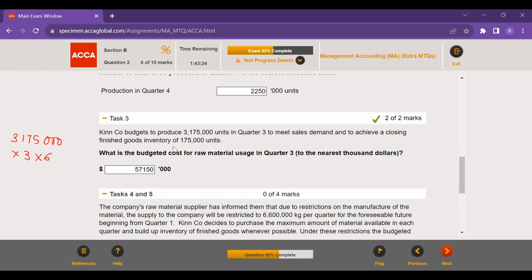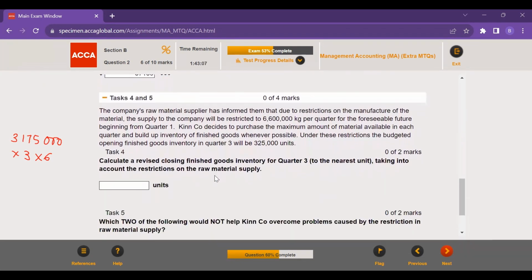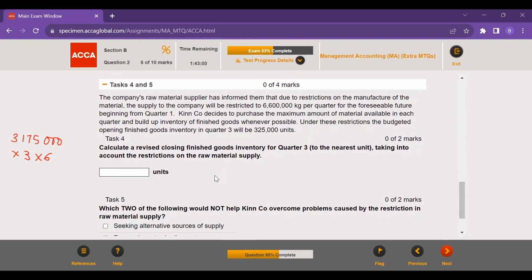Now the finished goods inventory is not really relevant over here. How much we are budgeting to produce, that much is how many raw materials we are using in that quarter. That is why this 175,000 figure has been totally ignored. Now let's have a look at task 4 and 5. Task 4 says that the company's raw material supplier has informed them that due to restrictions on the manufacture of the material, the supply to the company will be restricted to these many kgs per quarter for the foreseeable future.